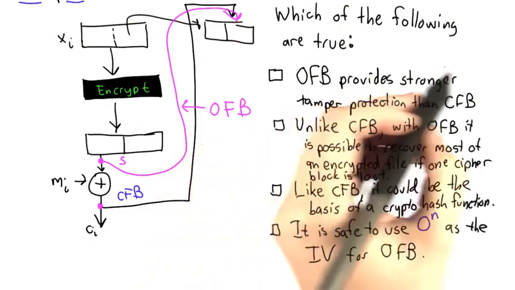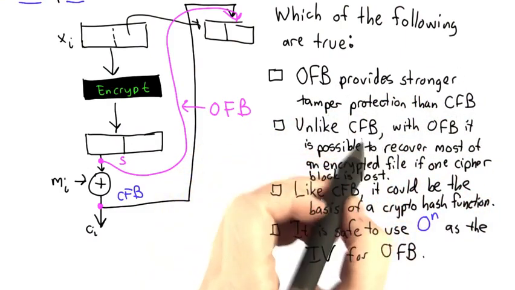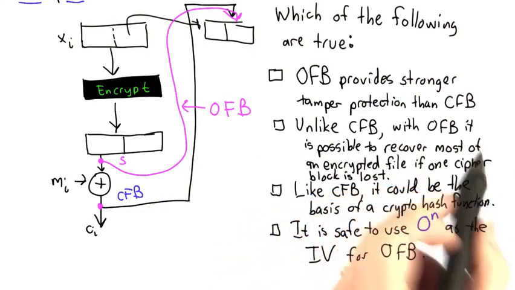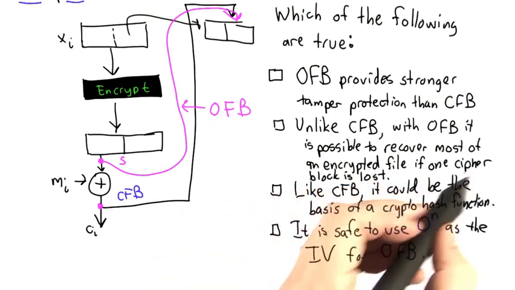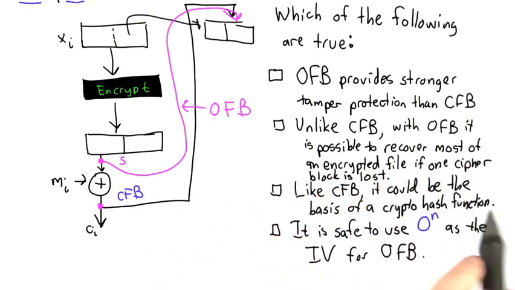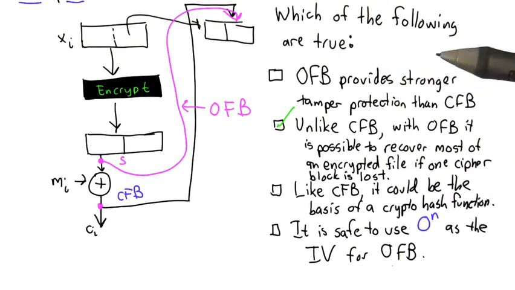Output feedback mode provides stronger protection against tampering than is possible with CFB. Unlike CFB, with OFB, it's possible to recover most of an encrypted file, even if one of the blocks in the encrypted file is lost. Like CFB, it could be the basis of a cryptographic hash function using OFB. And finally, that it would be safe to use 0 as the initialization vector for output feedback mode. Which of the following four statements are true? Only the second one is true. Let's go through each one to see why it's true or false.